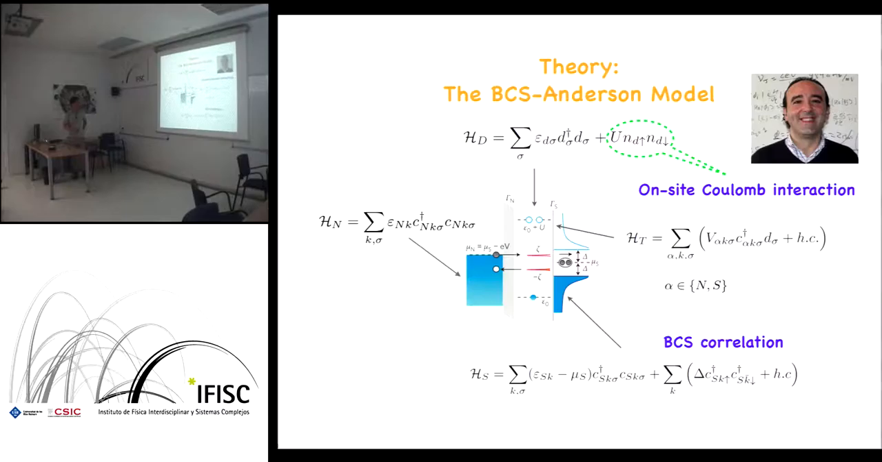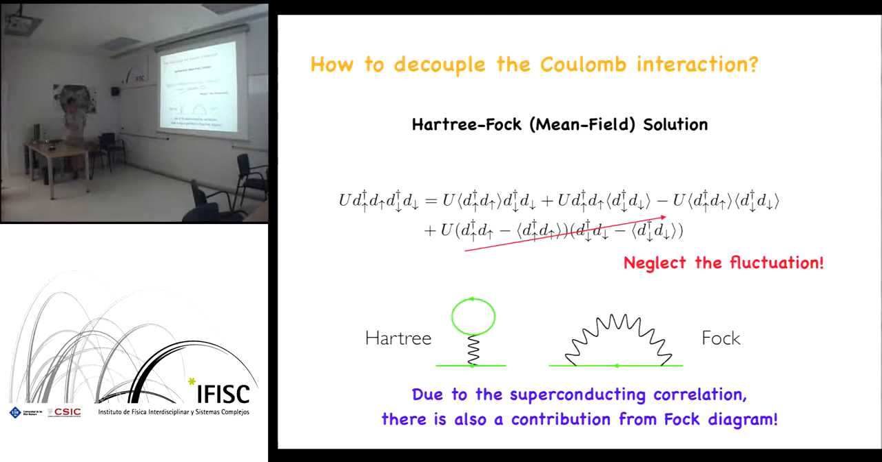The experiment was analyzed by Ramón Aguado using the so-called BCS Anderson Hamiltonian. Here, HS describes the superconducting lead, HN describes the normal lead, HT describes the tunneling barriers, and HD describes the quantum dot region. Here, in the quantum dot region, there is an on-site Coulomb interaction. Mathematically, it is a quartic term, so we cannot solve it exactly. So we have to treat the Coulomb interaction in some way.